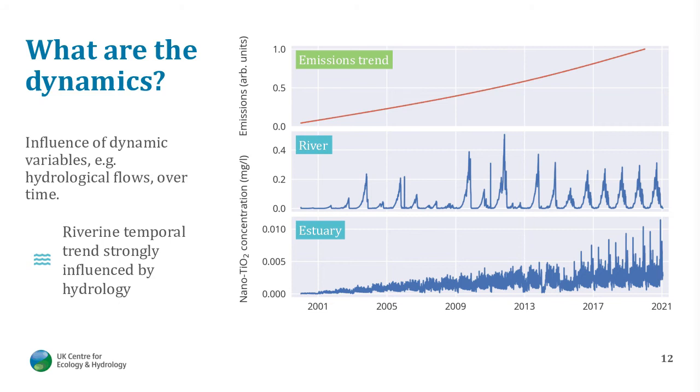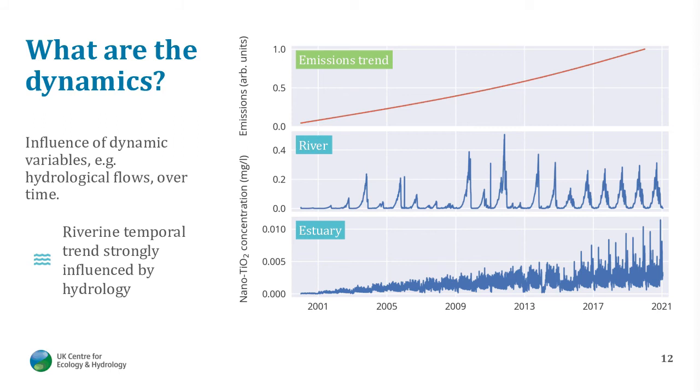So the main conclusion here is that the main driver of nanomaterial concentration, particularly in rivers, is the hydrological flows, rather than the emissions trend, which is why you have these big peaks, which coincide with the summer months when the river flows are low.